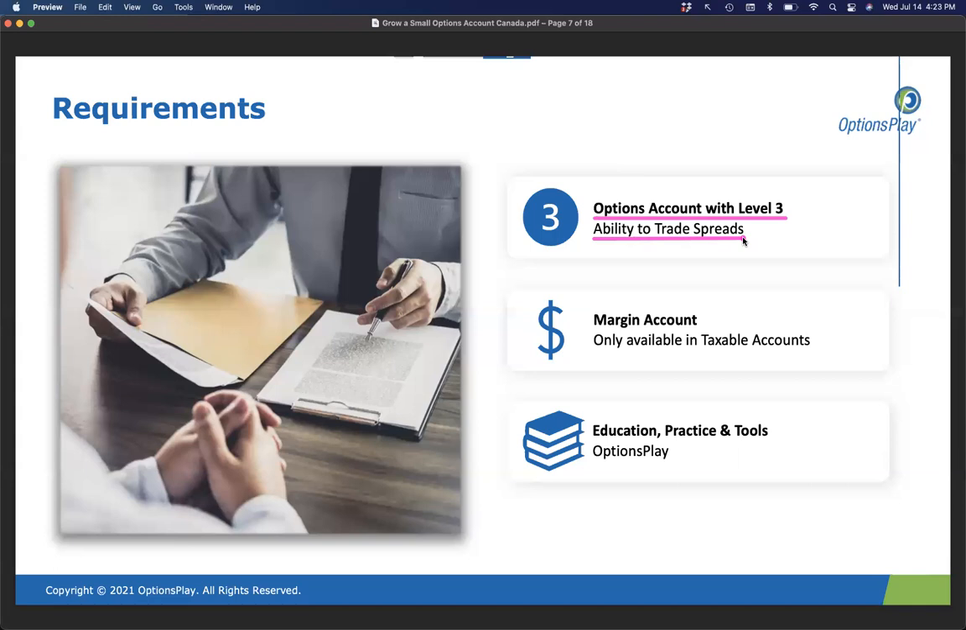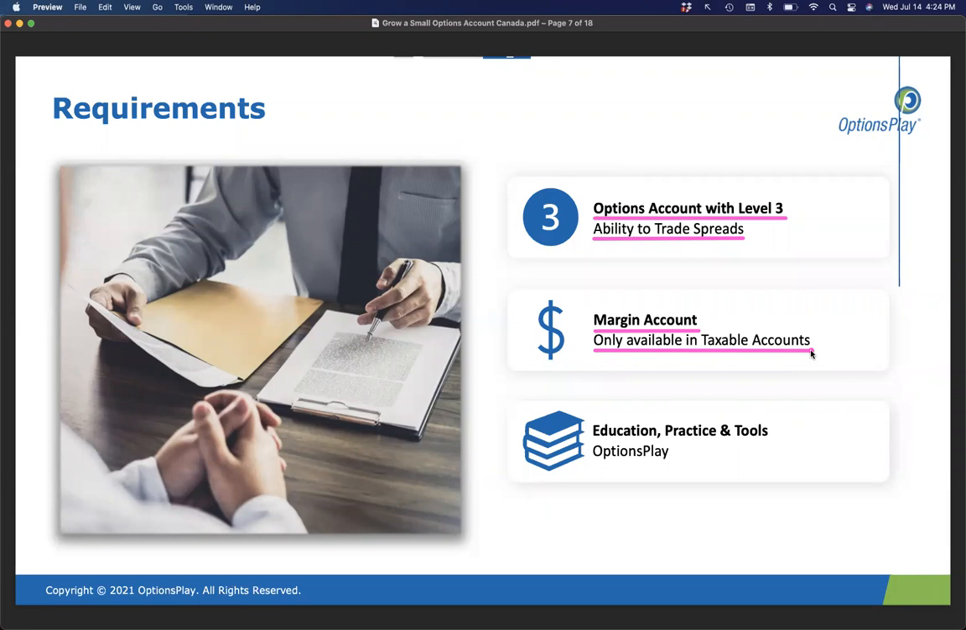The second thing you need to apply for is a margin account, because in Canada, these are only available in taxable accounts. So you cannot apply for a margin account in your retirement account. So this is only applicable if you're trading these in a taxable account, giving you access to a margin account. Margin is going to be required for the strategy we're going to discuss here today.